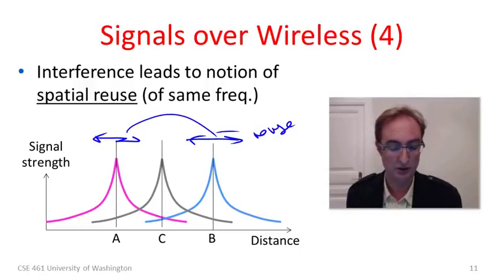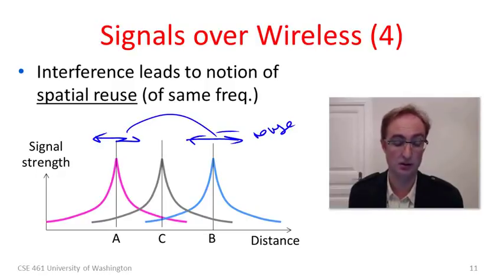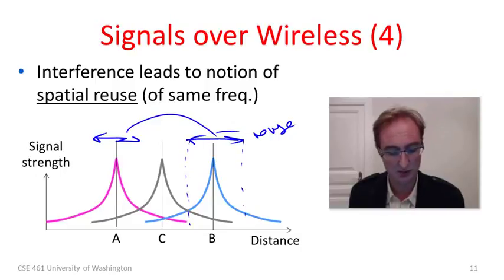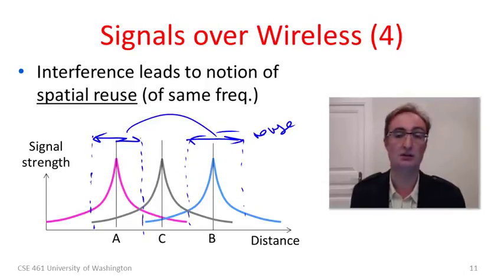So A and B, if we're having our receivers in this range, could transmit on the same frequency, because if I go down here, you can see within this region I only hear B, the signal from B, the blue signal, and in this region I only see the signal from A. The signal from B is just too weak to really be picked up.